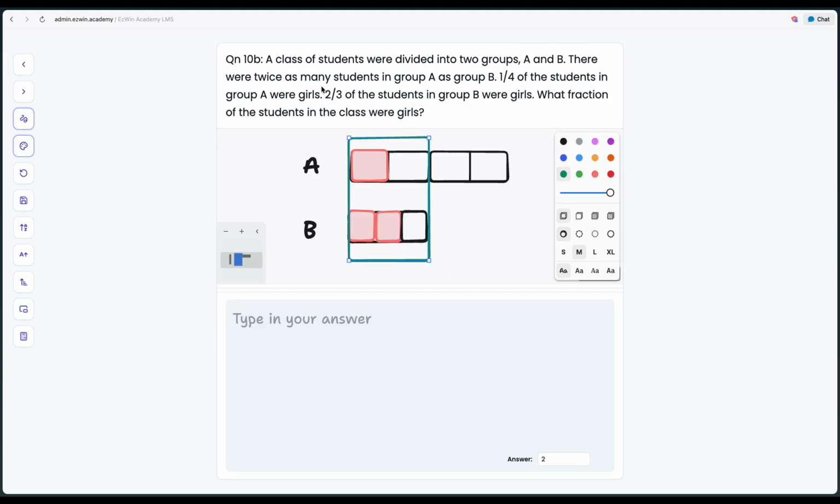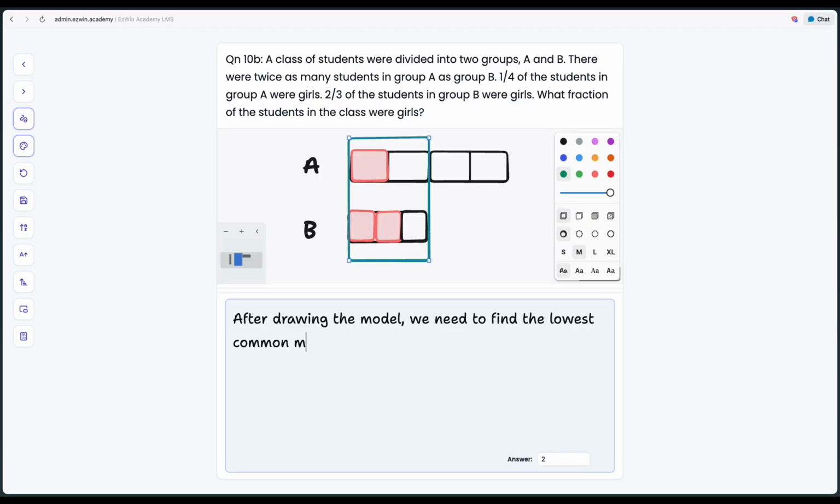Because we know that there were twice as many students in group A as group B. So after drawing the model, we need to find the lowest common multiple of 2 and 3, which is 6. So in this case, we can actually split them up, something like this.